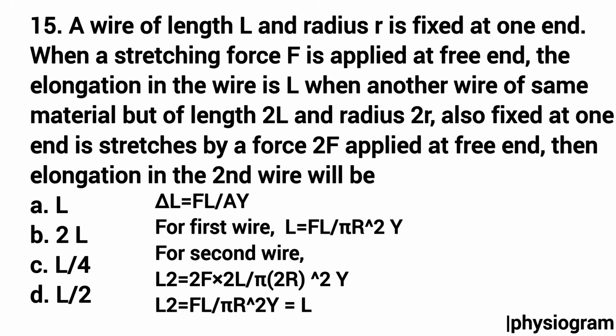Now comparing del L2 and del L1, we get the answer L. So the elongation in the second wire is L, the same as the first wire. So option A is correct.